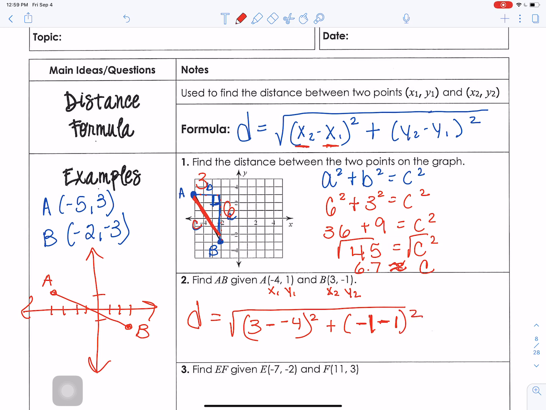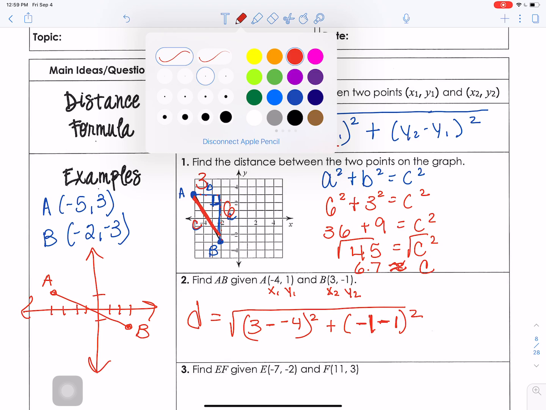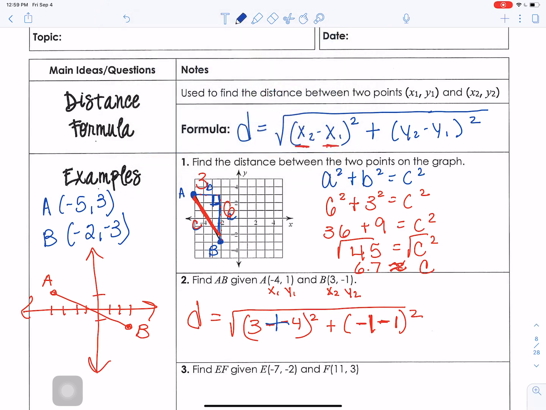So now we're just going to figure out what this is. 3 minus a negative 4, that's the same as 3 plus 4. So that is 7 squared. And negative 1 minus 1, that's negative 2, all squared. And don't forget the big square root right here. So what's 7 squared? Well, 7 squared is 49. And what's negative 2 all squared? That's positive 4. And when I put that together, that's the square root of 53.